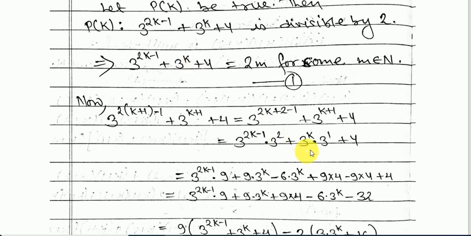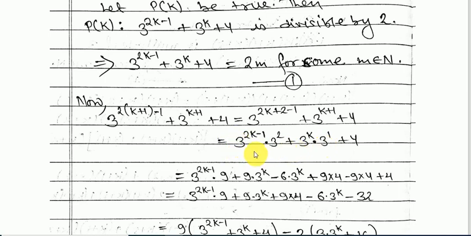And here I have got 3 to the power k into 3, plus 4. But here we don't have anything in multiplication. But here I have got 9, and here I have got 3. So what I have to do is some manipulation.